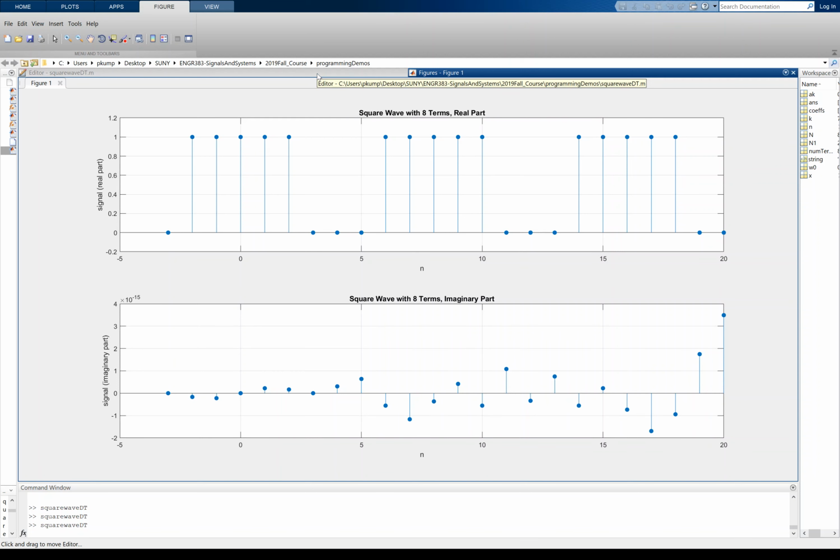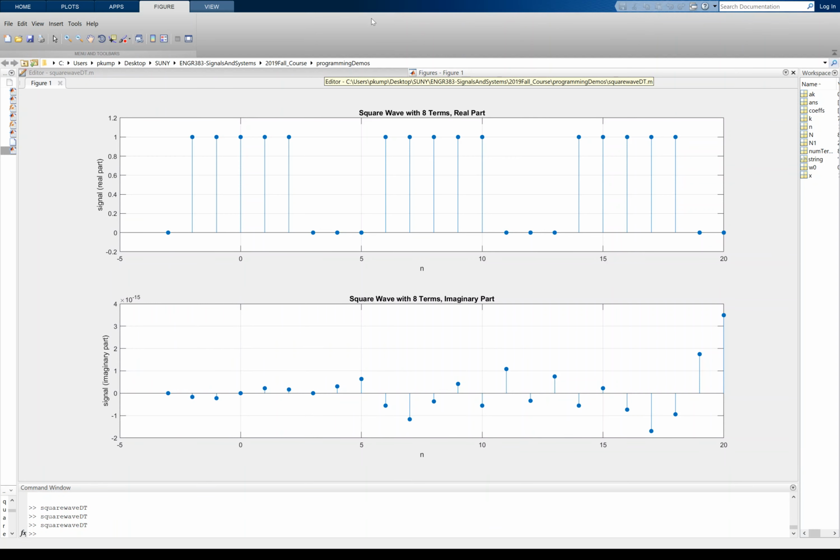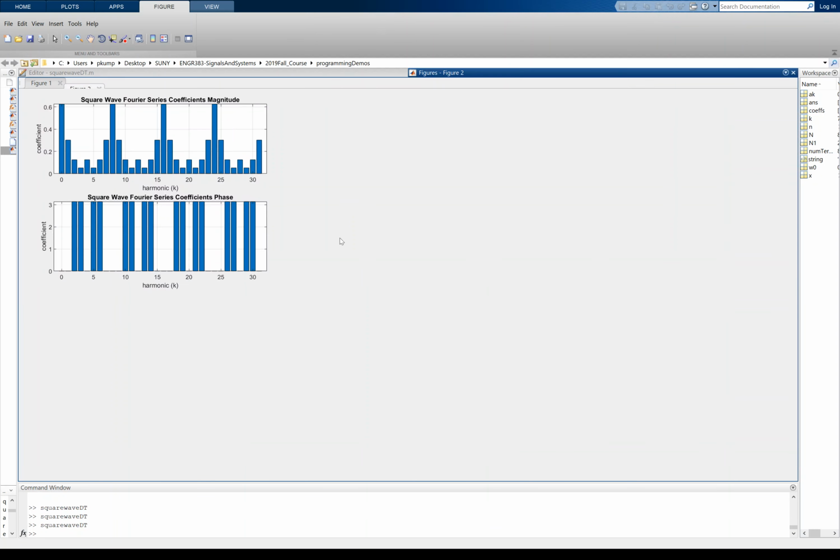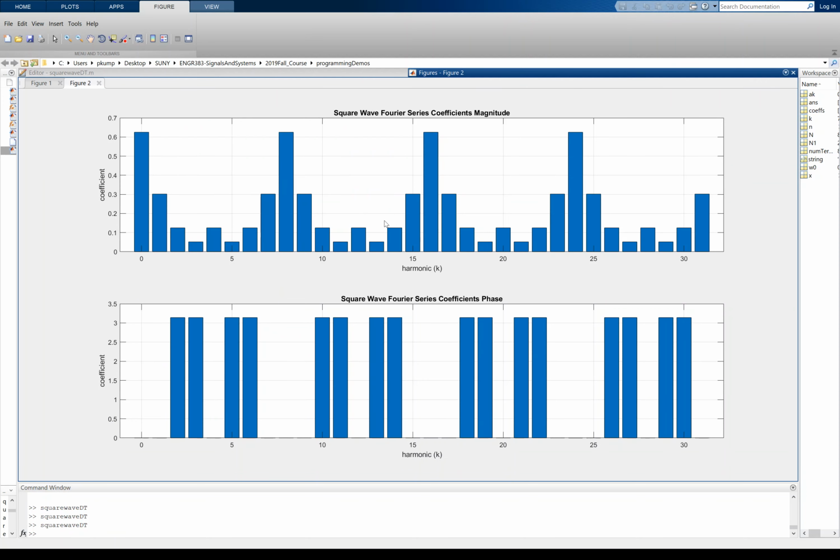This is different than continuous time. In continuous time, we need infinity ingredients to get our square wave. Here we only need 8. Now, I'm going to continue on in the program, and this plots the Fourier series coefficients. So this first plot, or this top plot, is the magnitude of the Fourier series coefficients, and the bottom plot is the phase of the Fourier series coefficients.